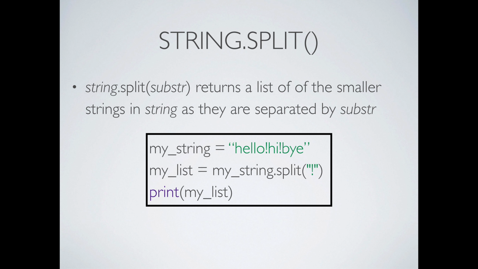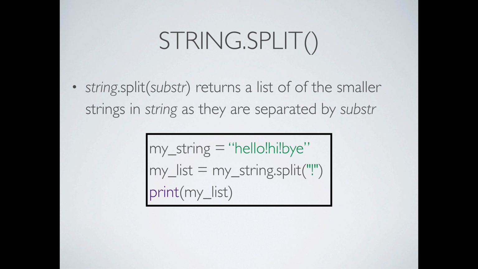Alright, another string method I want to talk about is string.split. This one is pretty cool. This is something that you apply to a string, and what it does is it returns a list. So you start with a string and you get a list back. The way this works is it splits up the string, hence the name split, into smaller strings and then puts those smaller strings into a list.